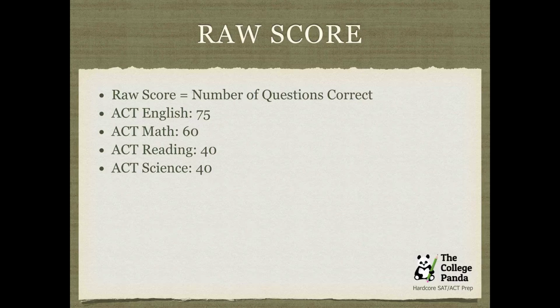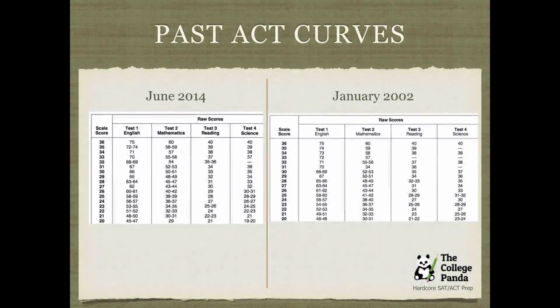So let's take a look at some actual past curves so you can see how we get from a raw score to a scaled score. The curve on the left here is from the June 2014 exam. The curve on the right is from the January 2002 exam. And you can find these curves at the end of any officially released ACT test.